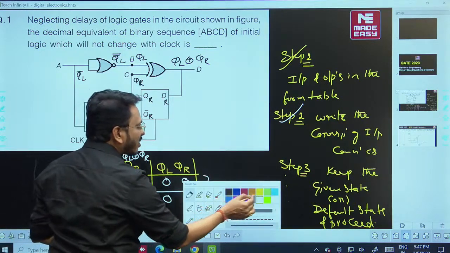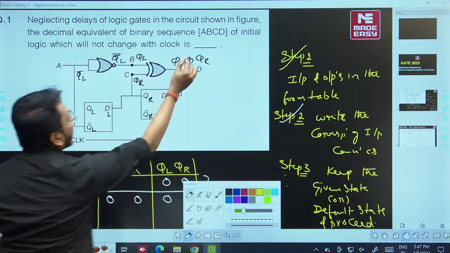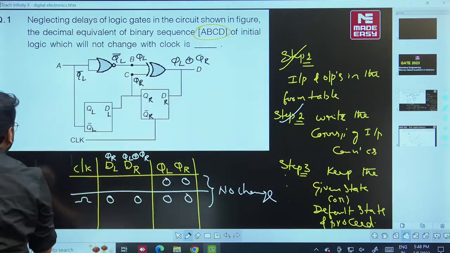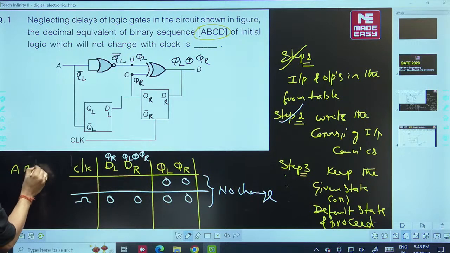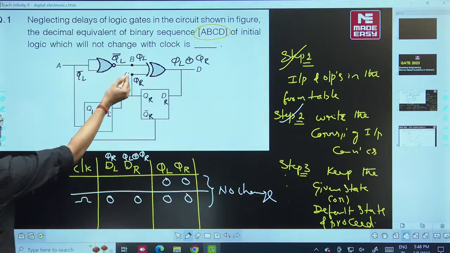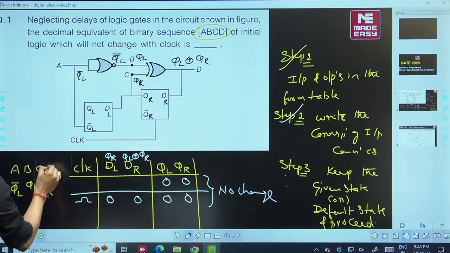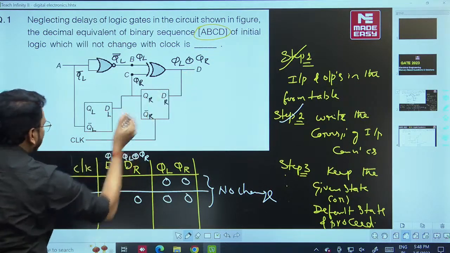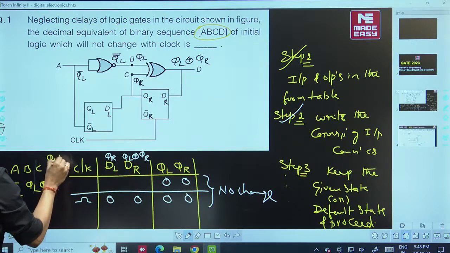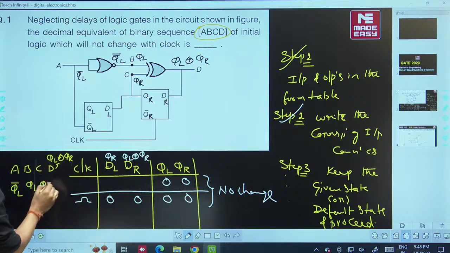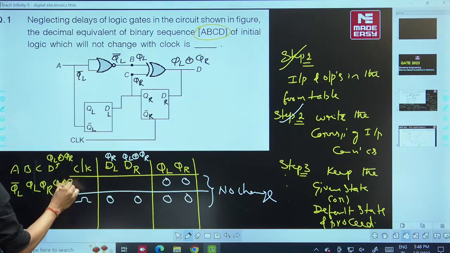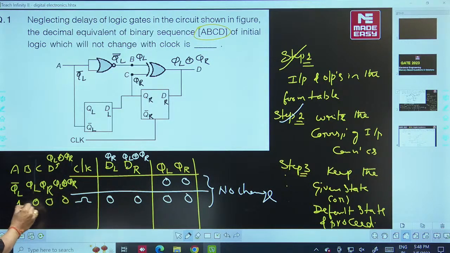But the question they asked in an interesting way, like it is A, B, C, D. In that manner, A is QL bar, B is QL, C is QR, and D is QL XOR QR. So I'll write here QL XOR QR. If you apply those things here, it will be 0 0 0 1. So it is nothing but 8. So the answer will be 8.